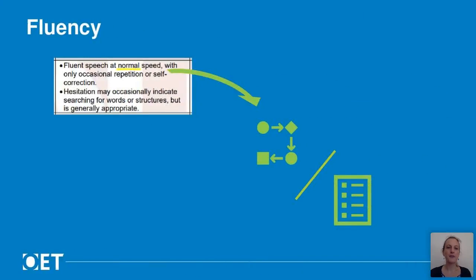If we look at fluency, so to get a B grade for fluency, it means you need to be fluent at normal speed, and any hesitation you do make is due to the natural process of thinking and speaking at the same time. So you may occasionally repeat yourself or self-correct what you've just said, but the amount of this wouldn't confuse the patient. And the words normal speed are important here.